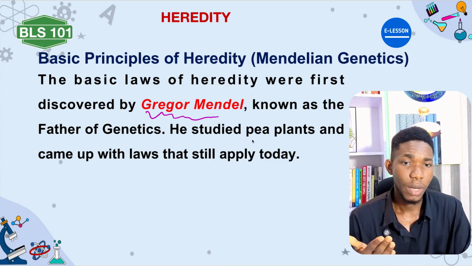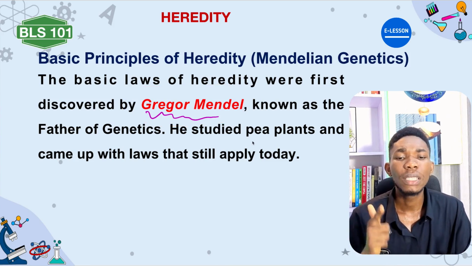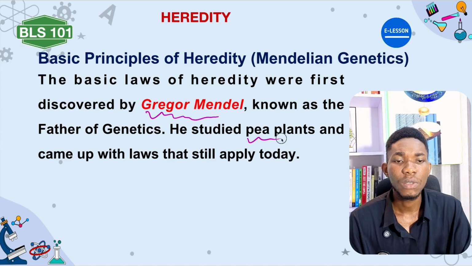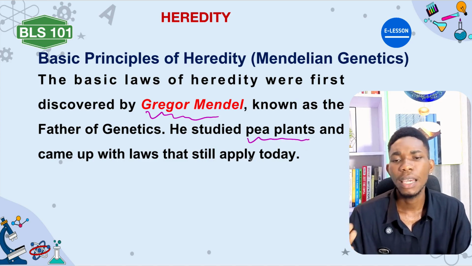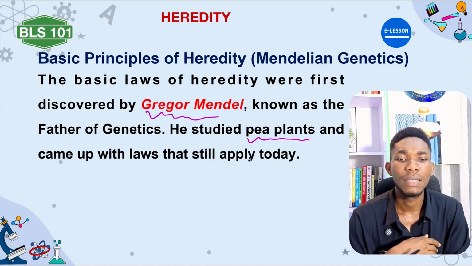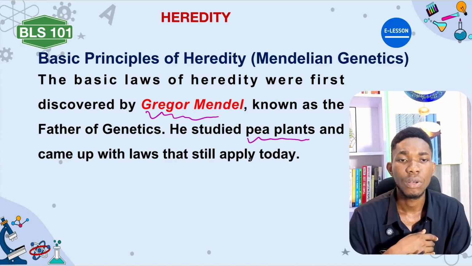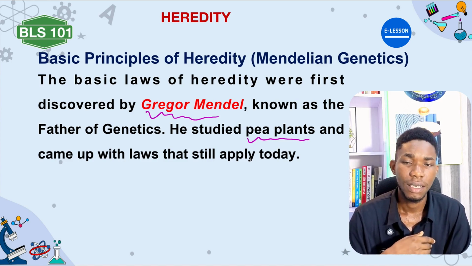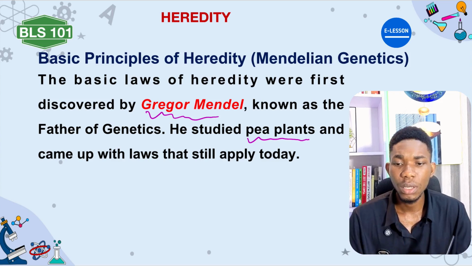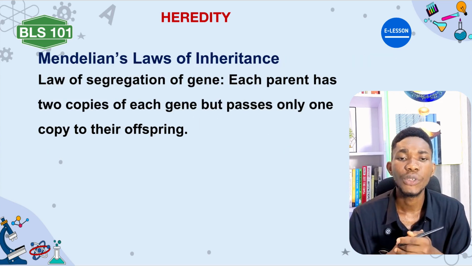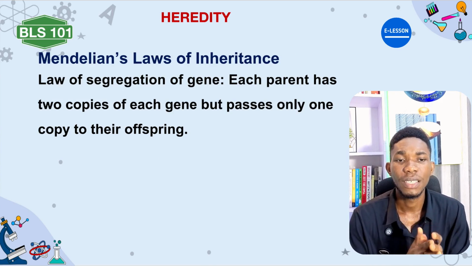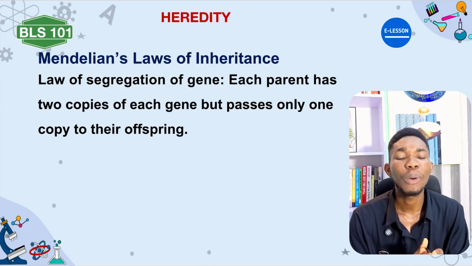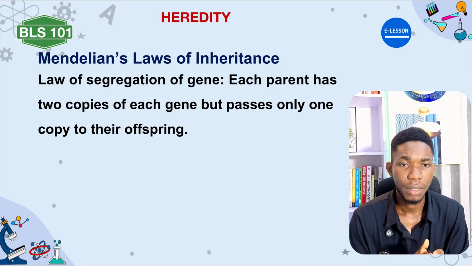Now, it's a question they will ask you. What did Gregor Mendel study? He studied what? Pea plants, and came up with the laws that still apply today. There are two laws of Mendelian genetics. The first is the law of segregation of genes. The law of segregation of genes says that each parent has two copies of each gene, but passes only one copy to their offspring.